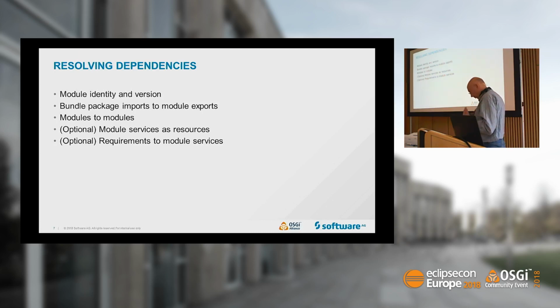We want to be able to represent modules with their identity and their version, which is mainly the name and the version if one is given. We want to resolve the bundle package imports to module exports. That's one of the main features of this. So if a bundle requires something, it should be wired up to a module export, if that's the provider of choice. We want to include modules depending on other modules, which is one core aspect of the Java module system.